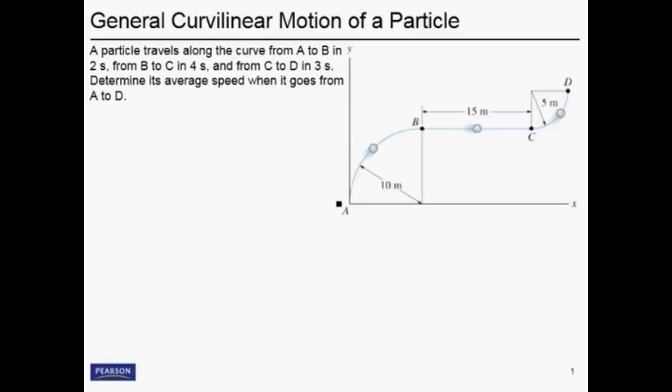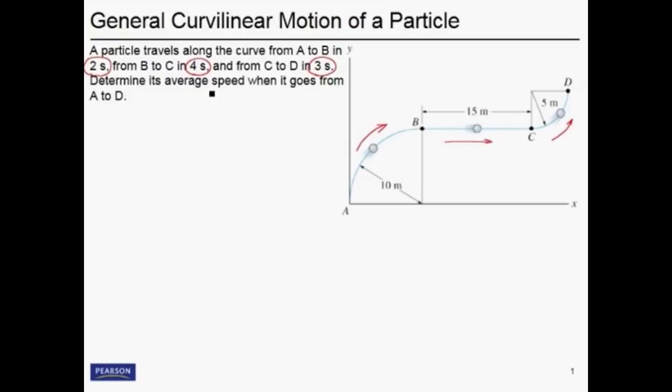This problem asks us to consider general curvilinear motion of a particle. We've got a particle traveling from A to B to C to D. And we know something about the geometry of those path segments that the particle is going to travel along. We also know something about the time it takes for the particle to travel along that path. So from A to B we have 2 seconds, B to C is 4 seconds, C to D is 3 seconds. And our goal here is to determine the average speed when this particle travels from A to D.